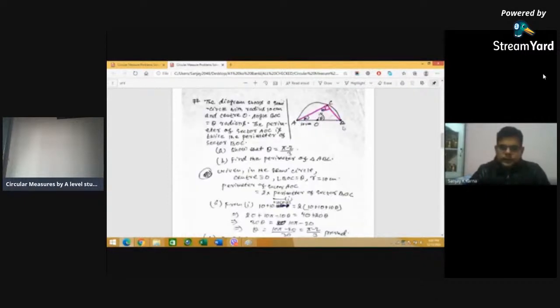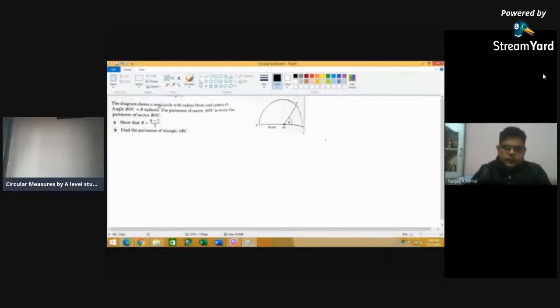So this line AC and BC I have taken as the construction in order to solve part B of this problem, where the problem was something like this. In this case, the diagram shows a semicircle of radius 10 centimeters and center O. So this is the original figure, and it is said that the angle POC is theta, so obviously this side of the angle is going to be pi minus theta, because a straight line is 180 degrees, which is pi radians. This angle is pi minus theta.